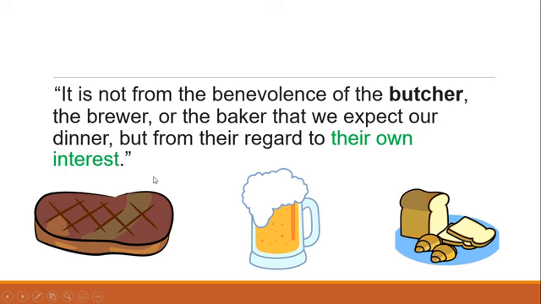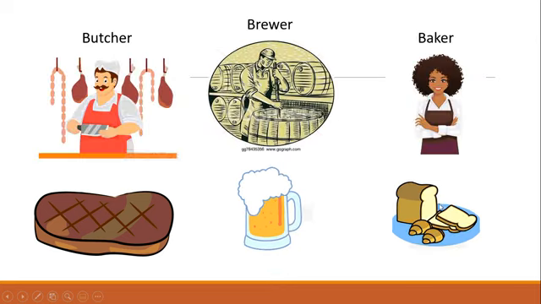What does that mean? Well, you are sitting down at your table in your house, eating supper, and you've got some steak, and you've got a beer if you're 18, but if you're not 18, then it's a root beer, and you've got some bread. All right, and you're thinking, wow, this is a great meal. Well, who made it for you? The butcher would have made the meat, the brewer made the beer or the root beer, and the baker made the bread. Why did they make it?